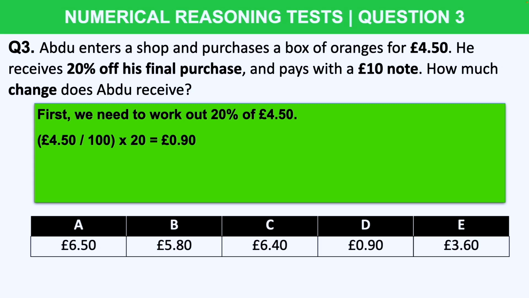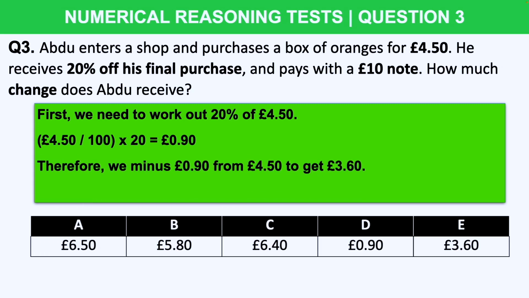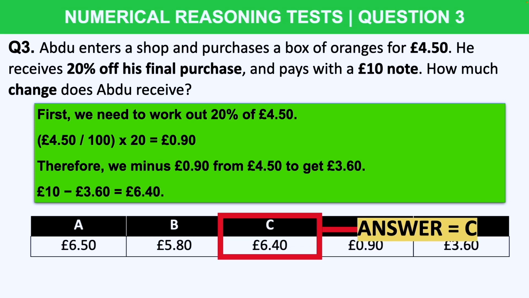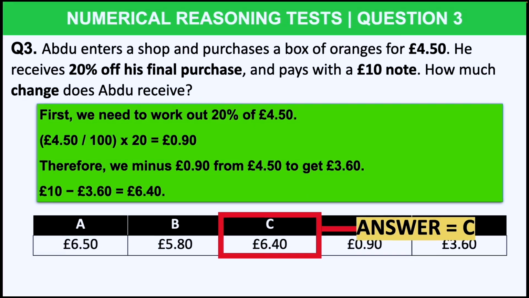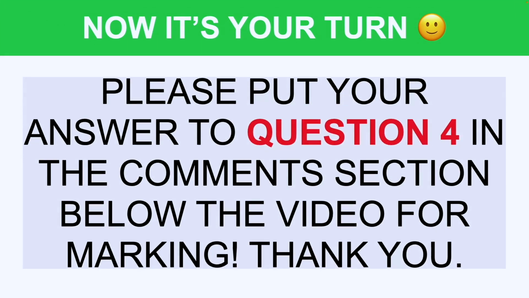Then the next step, we need to minus 90p from £4.50 to get £3.60. Finally, we take our £10 minus £3.60 and we get a total of £6.40. So Abdu received a change of £6.40. So the correct answer is answer C. Now it is your turn. Please put your answer as before to question 4 in the comment section below the video for marking.